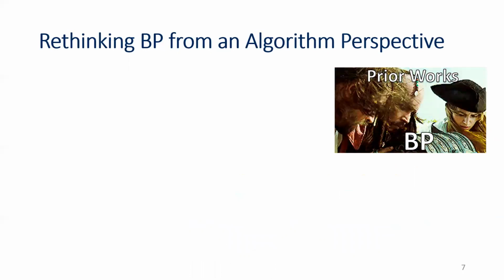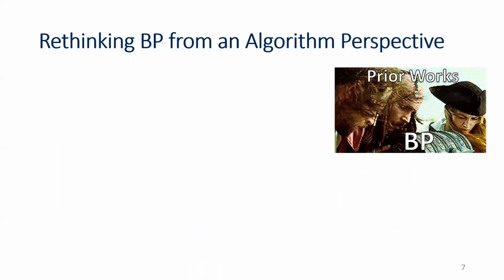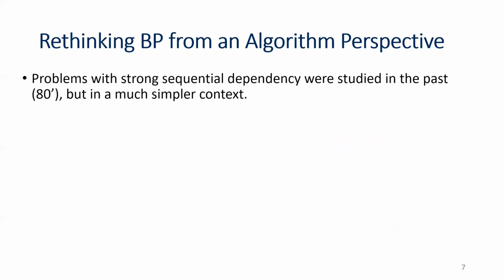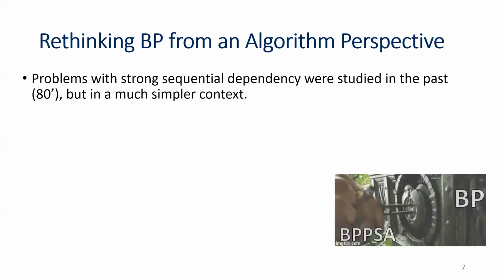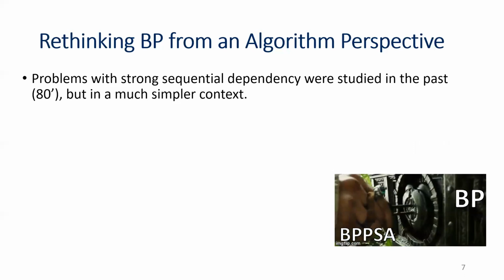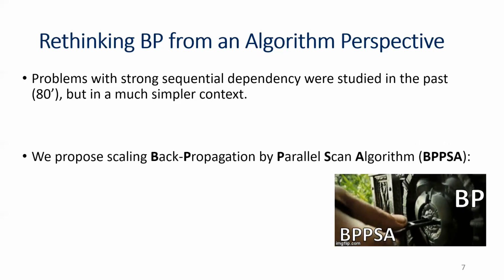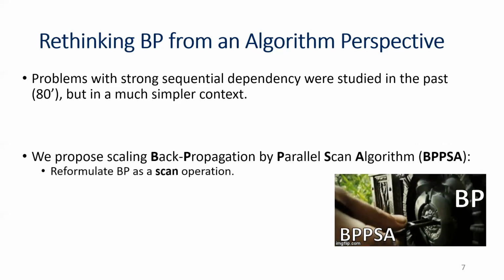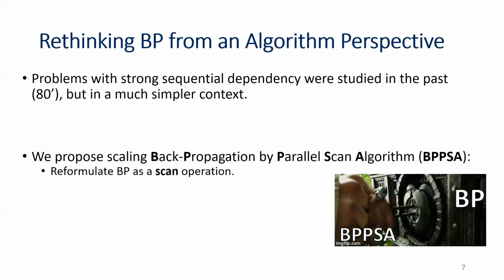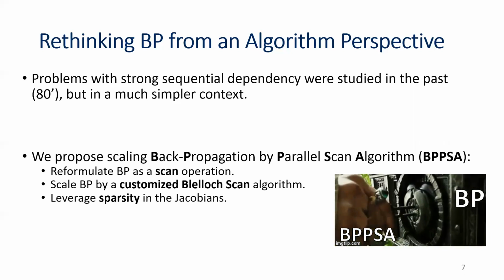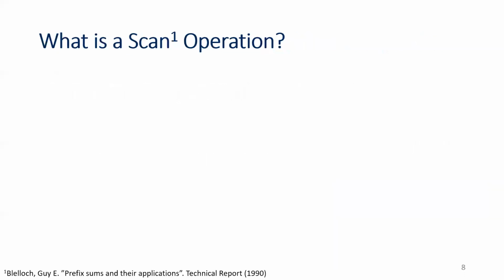One thing prior works have in common is that they treat BP as a black box from an algorithm perspective. However, problems with strong sequential dependency were studied in the past, but in a much simpler context. By using the prior wisdom, we dig into BP itself and try to open this black box by proposing a novel way to scale BP by parallel scan algorithm, which contains three key ideas: reformulating BP as a scan operation, scaling BP by a customized Blelloch scan algorithm, and leveraging the sparsity in the Jacobians for more optimization.